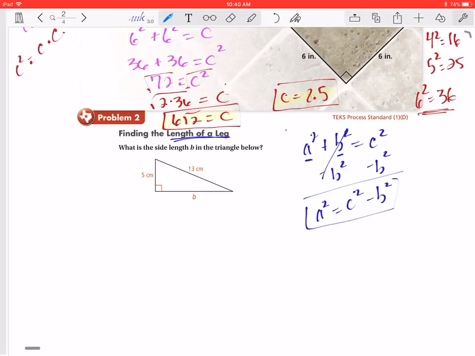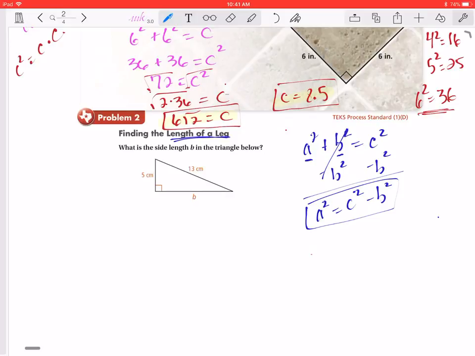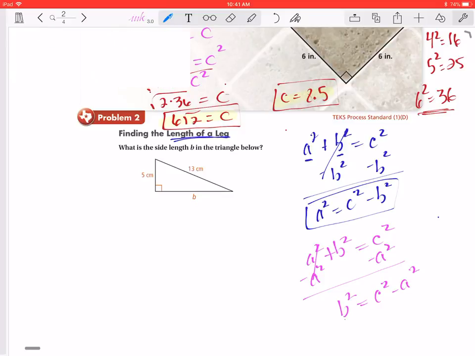So I could find the value of a squared, or that leg a, by subtracting the other leg from our hypotenuse. And I can do the same thing with b. If I have a squared plus b squared is equal to c squared, and I subtract a squared from both sides, that gives me b squared is equal to c squared minus a squared. So again, I can find the value for b by subtracting the other leg from c squared. I know that I can find either a or b by subtracting the other leg from our hypotenuse.